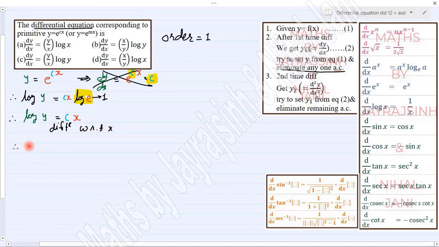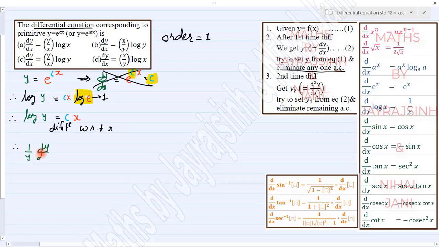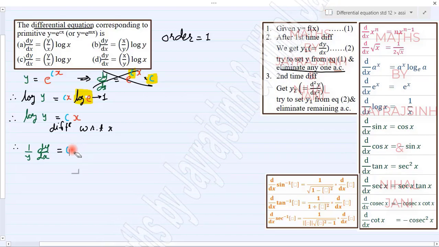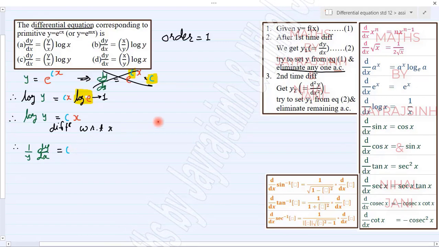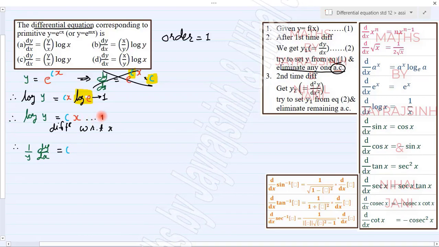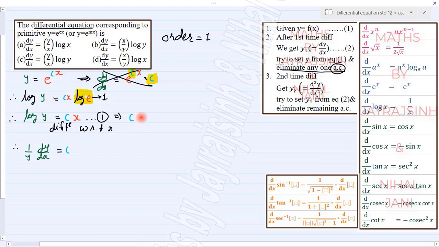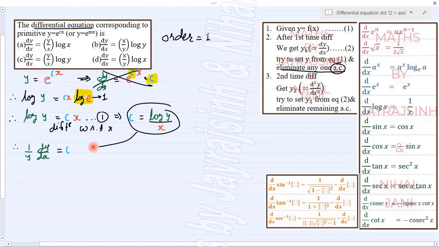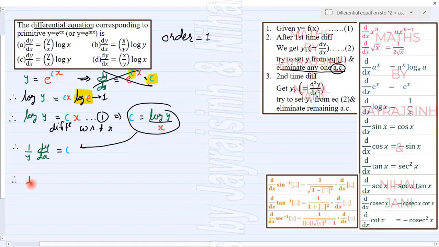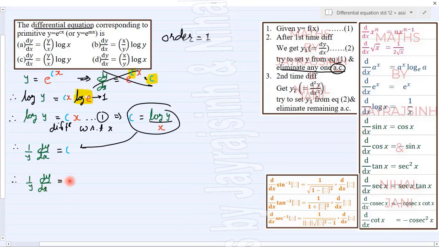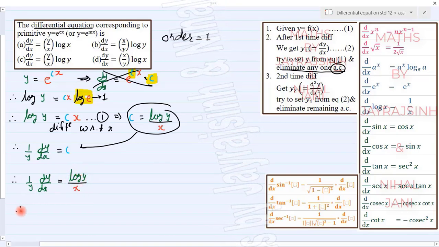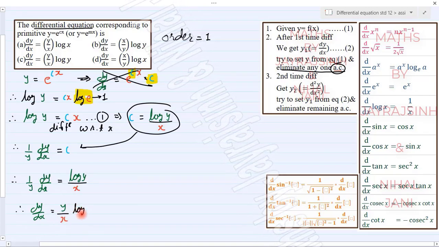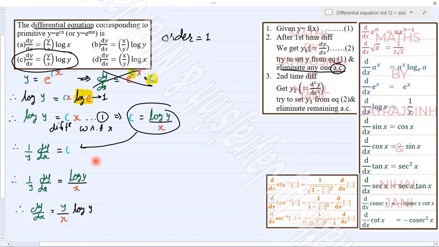So let's differentiate our equation with respect to x. Differentiation of log y will be 1 upon y into dy by dx. And on the right hand side, we will get c as it is, since differentiation of x will be 1. Now, in this step, we have to eliminate our arbitrary constant, and for that, we use equation number 1. From equation number 1, c must be log y upon x. Substituting this value in our second equation, we'll get 1 by y dy by dx is equal to log y by x, which can be further simplified into dy by dx is equal to y by x into log y, which is given in option C.